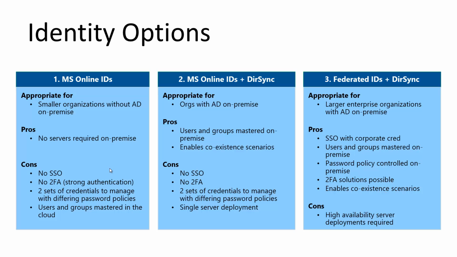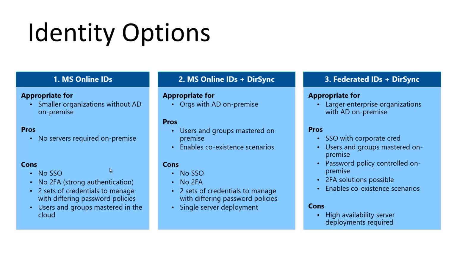And especially in those situations, we move over to the second scenario where you keep using these online IDs, meaning that you'll still have two separate identities with their separate set of credentials, but you're going to use DirSync to synchronize the object attributes from your on-premises Active Directory into Office 365. So objects that you create or modify in your on-premises Active Directory will get automatically transported over into Office 365. So if you create a user, it will automatically be created after a while in Office 365.